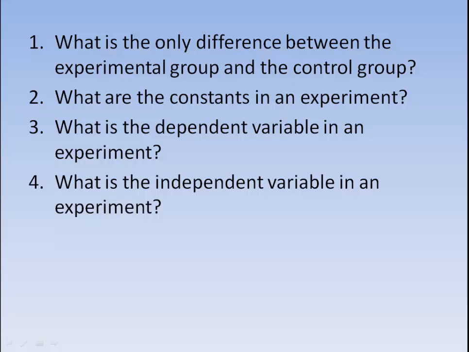What is the independent variable in an experiment? Well, the independent variable is the thing that I change, the IV, the independent variable. So in this case, it's the fertilizer. But in every experiment, the independent variable is going to be the difference between the control group and the experimental group. The control group and experimental group should be exactly the same, except for the independent variable.